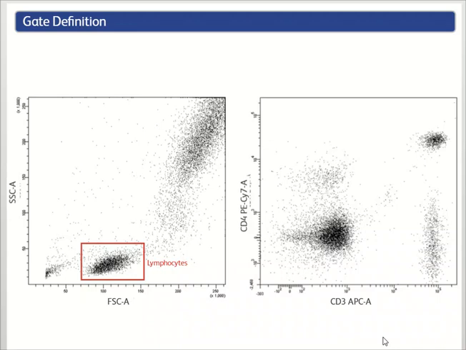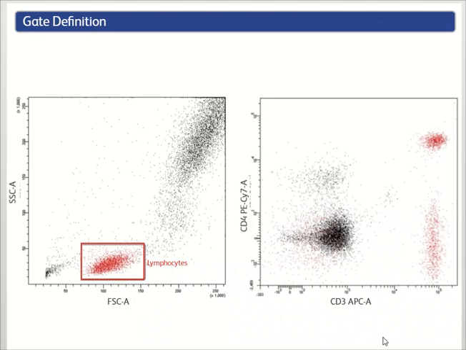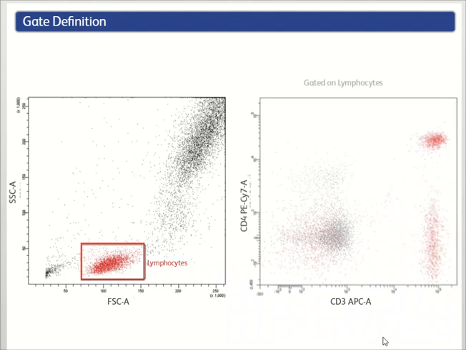This example illustrates a human blood sample containing a mixed population of cells. To restrict analysis to the lymphocytes only, a gate is set on the FSC versus SSC plot. Then, the plot can be changed to display the fluorescence properties of only the lymphocytes.